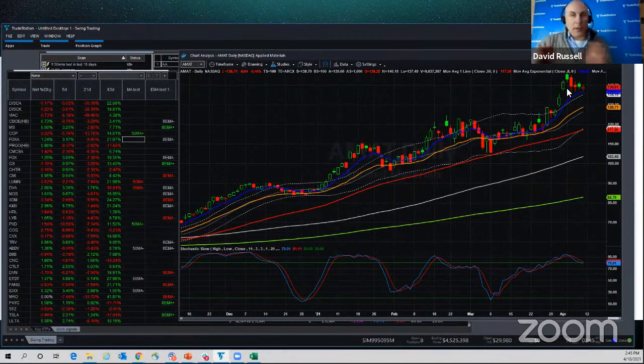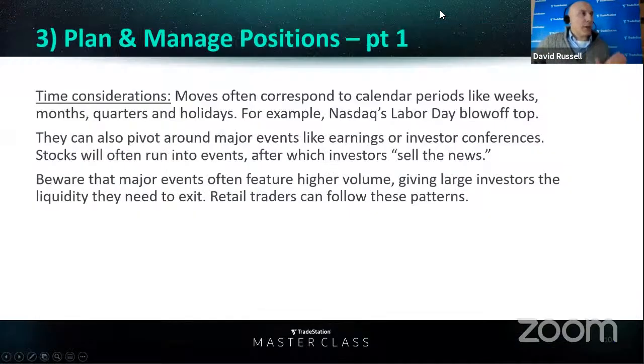From my perspective, I wouldn't be surprised if chips are kind of tired at this point in time. So what does this mean? When you think about managing a position, very often things are going to run toward an event, and after the event, you sell the news. So very often you don't want to just look at chart levels, which is most of the stuff I'm going to talk about.